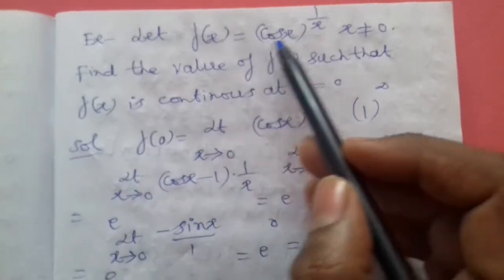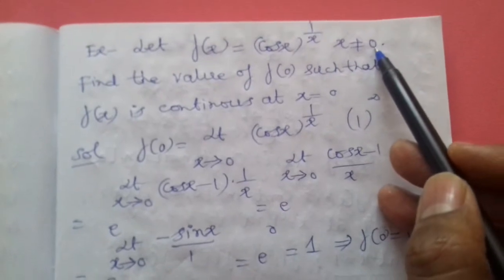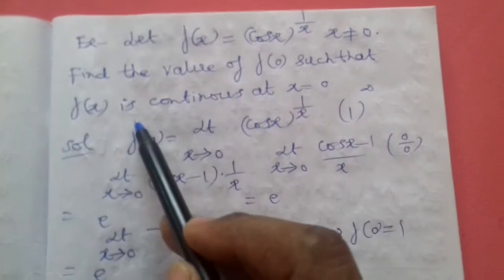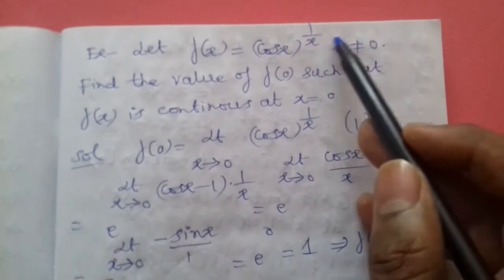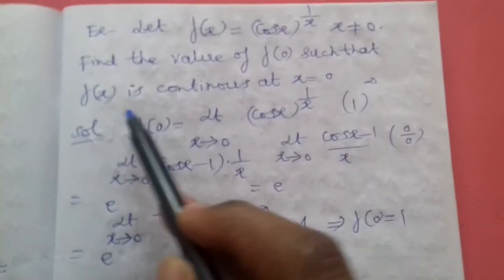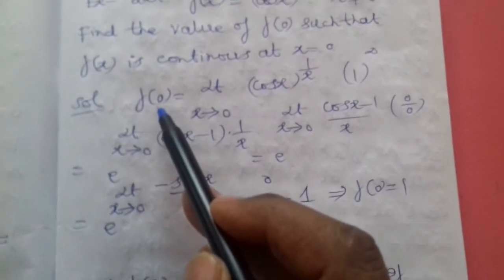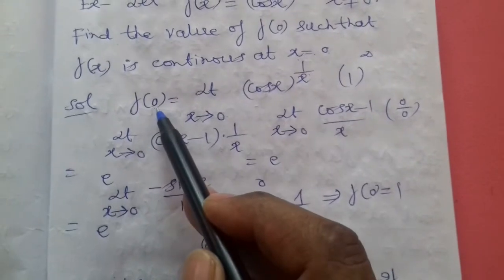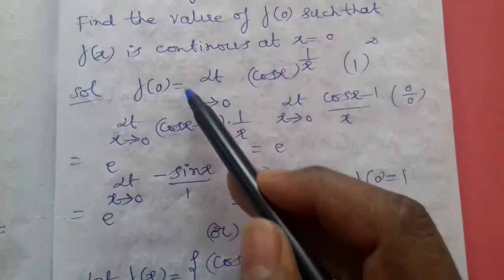Let f of x equal to cos x to the power 1 by x. It is defined for x not equal to 0. Find the value of f of 0 such that f of x is continuous at x equal to 0. For every real number except 0, it is defined like this. If it is continuous, f of a is nothing but limit x tends to a f of x. That means f of 0 is nothing but limit x tends to 0 cos x to the power 1 by x. You have to evaluate this limit.